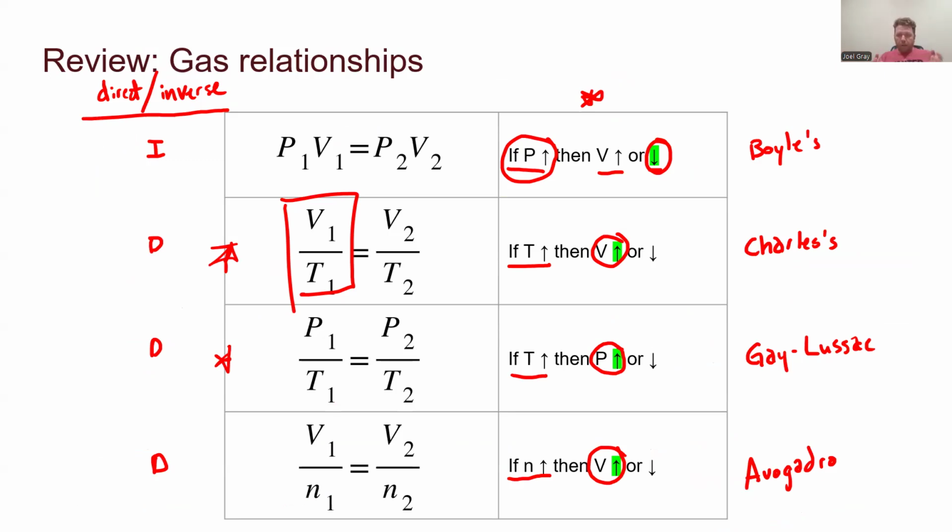So when you think about that, each one of these relationships has a person associated with them right here. I will ask you, what is Boyle's law? What is the equation for Charles's law? What is Avogadro's law? Be ready to answer those sorts of questions.